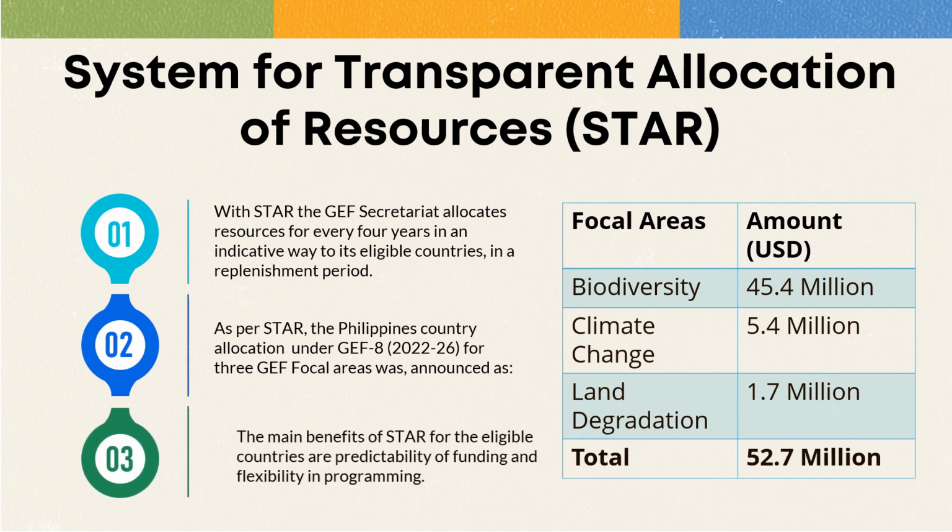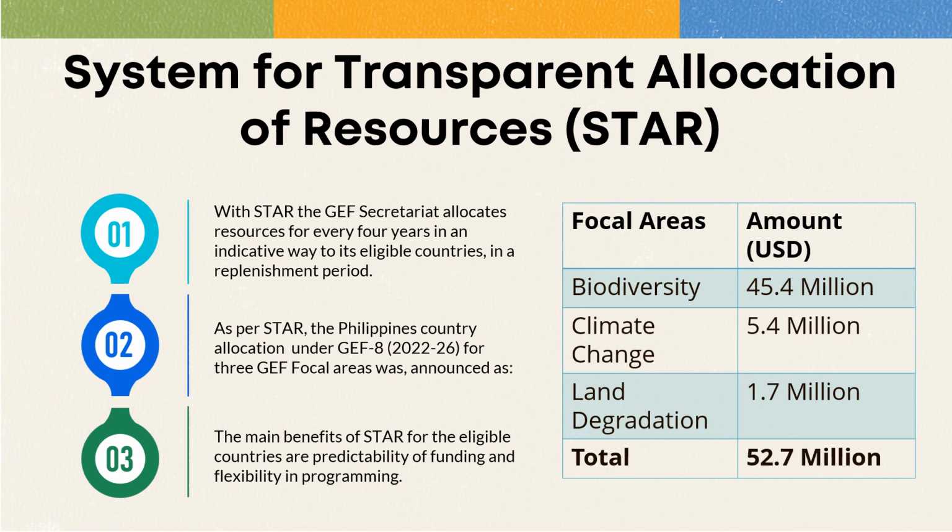Key features of the STAR system include performance-based allocations. STAR considers countries' potential to achieve global environmental benefits, as well as their past performance and capacity to use GEF funding effectively. Country ownership. The system supports country ownership by allowing recipient countries to choose how to invest their allocated funds across the focal areas, aligning with national environmental strategies and priorities. Predictability of funding. By providing indicative allocations, STAR allows countries to plan their environmental projects and programs with an understanding of the likely scale of available GEF funding.